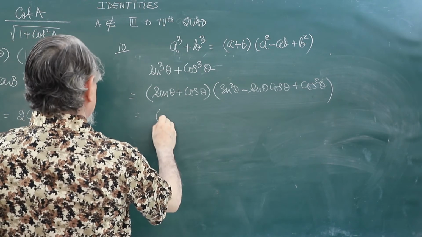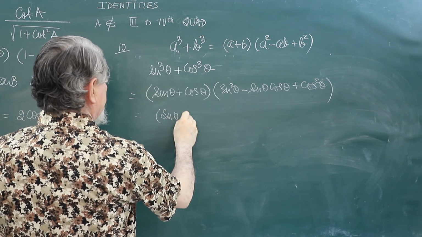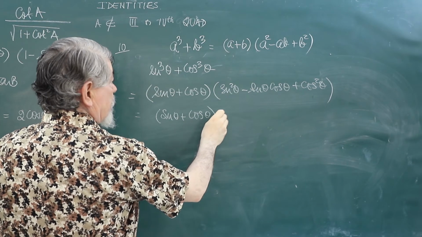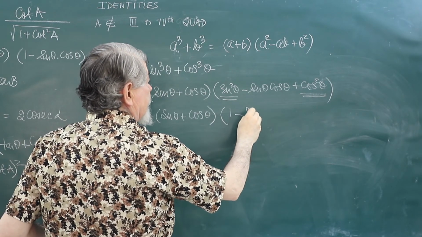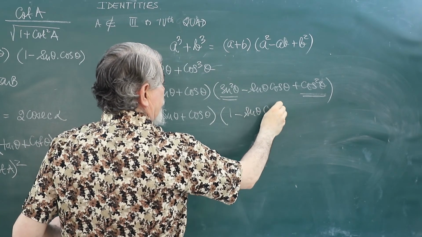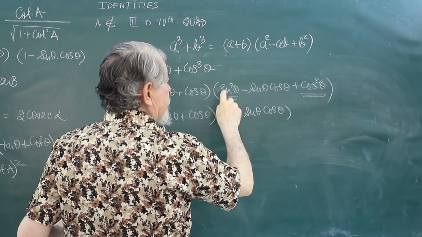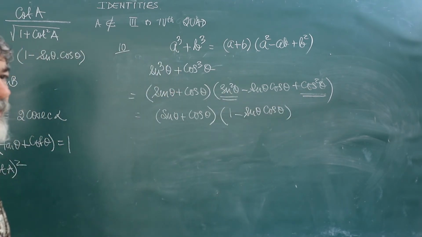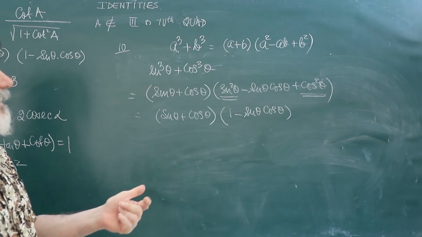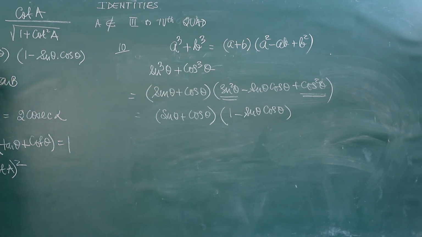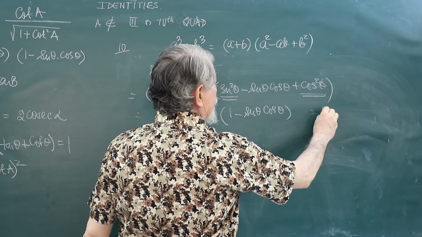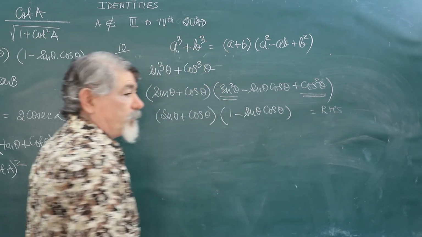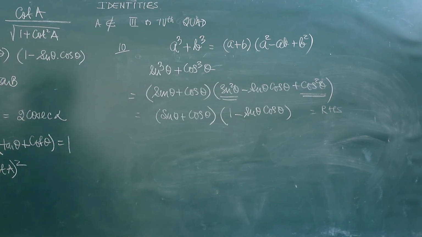It remains as sine theta plus cos theta into sine square theta plus cos square theta, which becomes 1, minus sine theta cos theta. This sine square theta plus cos square theta will combine to 1, giving 1 minus sine theta cos theta. We wanted to prove it to be sine theta plus cos theta into 1 minus sine theta cos theta, which is equal to the right hand side.